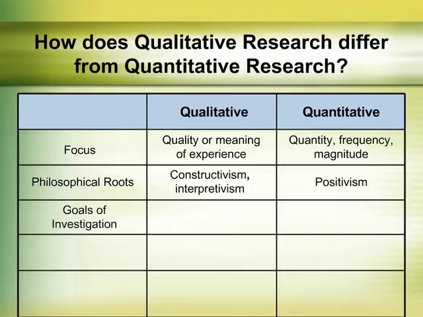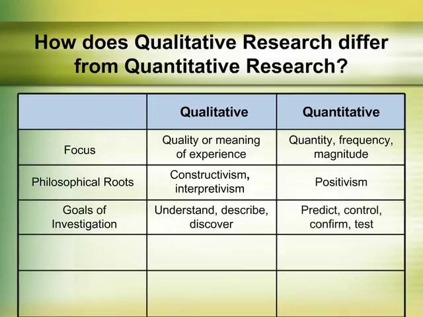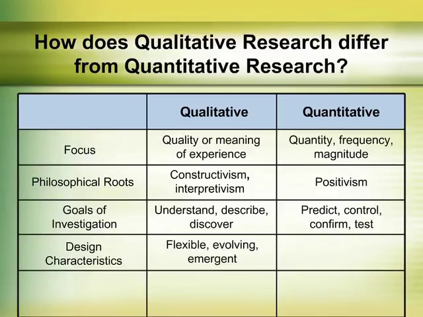Goals of investigation. The goals of qualitative research are to understand, describe, discover meaning, or generate hypotheses or theory. Quantitative research aims to predict, control, confirm, and test hypotheses. Design characteristics. The designs used in these two types of research are suited to their goals. Qualitative research design is more flexible, evolving, and emergent, while quantitative research design is structured and predetermined.